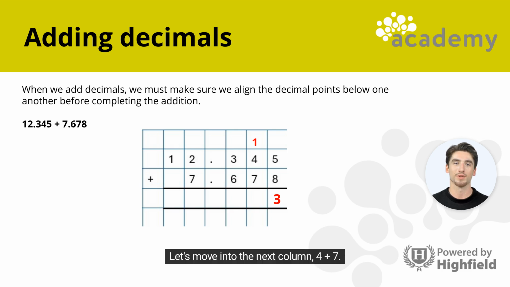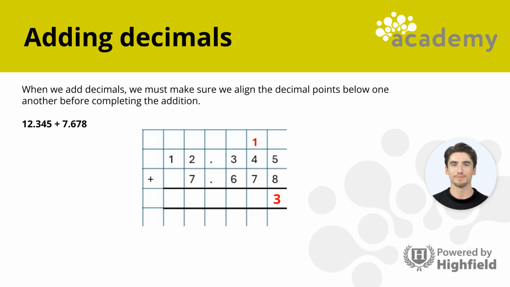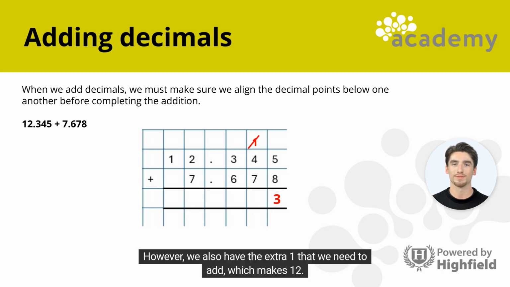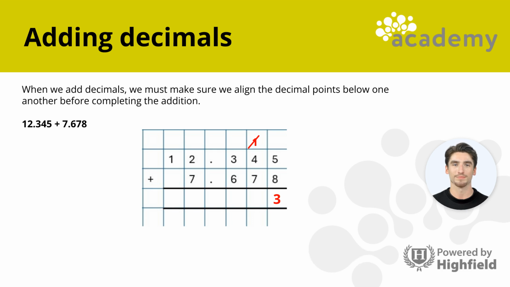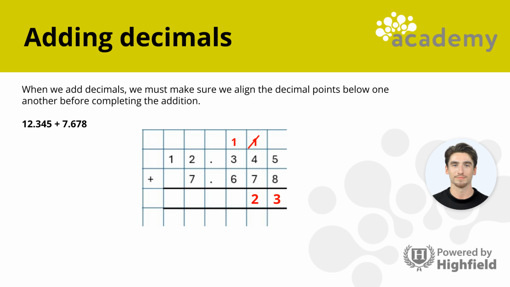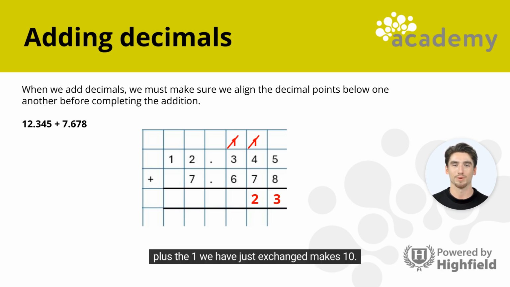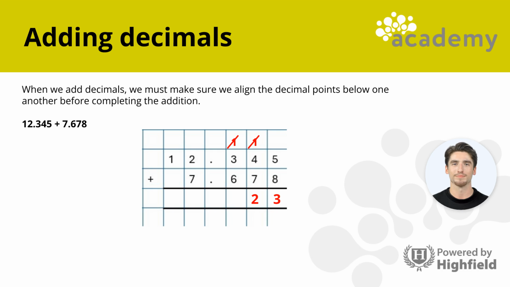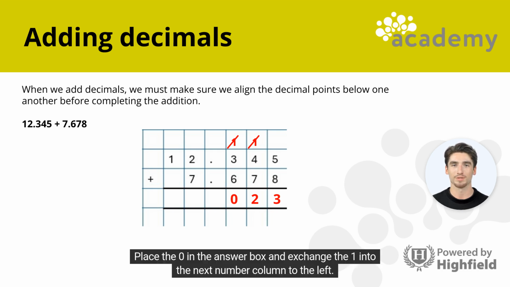Let's move into the next column, 4 plus 7. We know that 4 plus 7 equals 11. However, we also have the extra 1 that we need to add, which makes 12. Place the 2 in the answer box, then exchange the 1 into the next column to the left again. 3 plus 6. 3 plus 6 equals 9. Plus the 1 we have just exchanged makes 10. Place the 0 in the answer box and exchange the 1 into the next number column to the left.